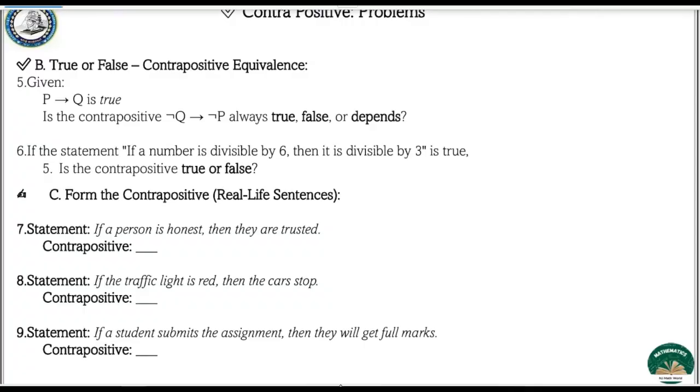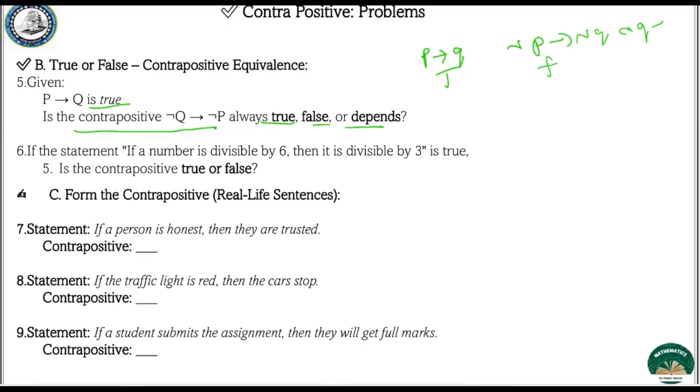Then moving on with the next one, we have: if P implies Q is true, then is the converse or negation P implies negation Q always true, false, or depends? So if P implies Q is true, then negation P implies negation Q will be false. Then negation Q implies negation P is also false. If the statement 'if the number is divisible by 6, then it is divisible by 3' is true, what will be the contrapositive? P implies Q is true, then negation Q implies negation P will be false.